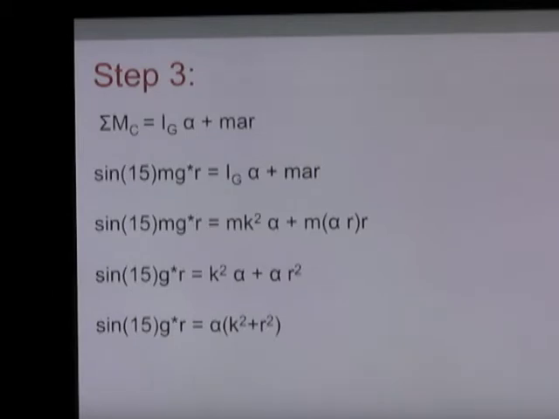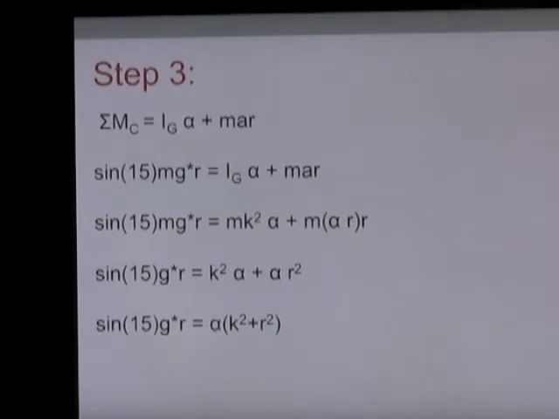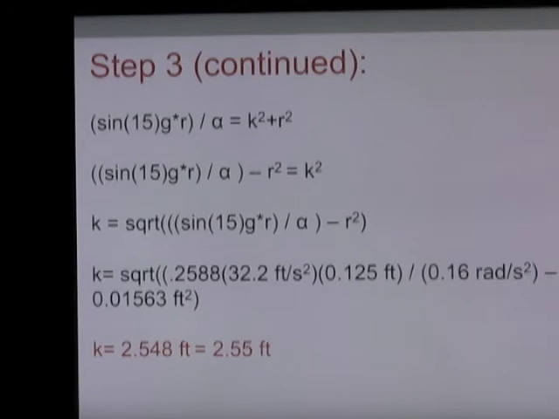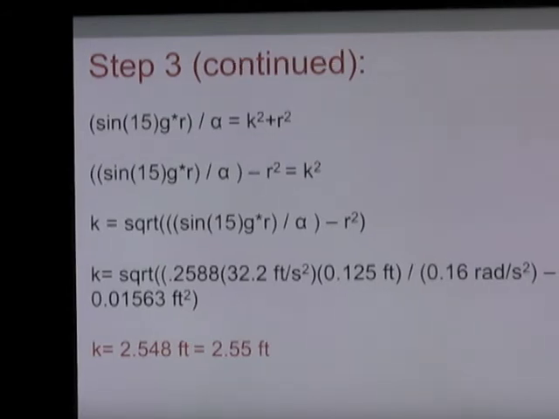Notice that Ig can be substituted with mk squared since we're solving for k, and a substitutes for alpha r as we noticed in the previous step. Also notice that the m's cancel. Factor out the alpha, simplify, and sub in the known values to solve for k. Thus the radius of gyration equals 2.55 feet.